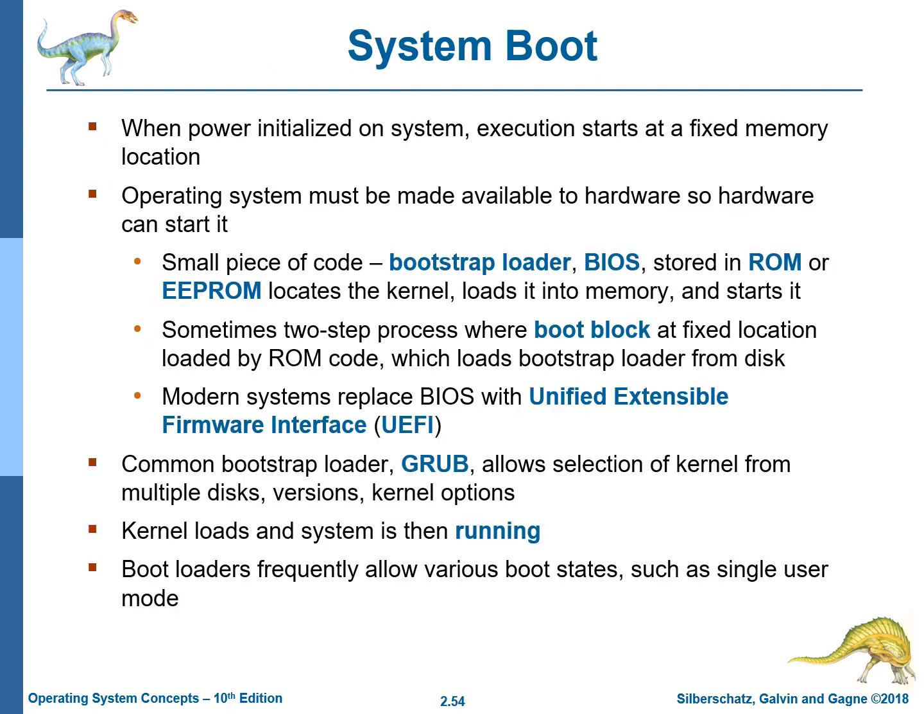System boot. When power is initialized on the system, execution starts at a fixed memory location. The operating system must be made available to hardware so hardware can start it. A small piece of code like the bootstrap loader, BIOS, stored in ROM or EPROM locates the kernel, loads it into memory and starts it. Sometimes it is a two-step process where a boot block at a fixed location is loaded by ROM code, which loads the bootstrap loader from disk.